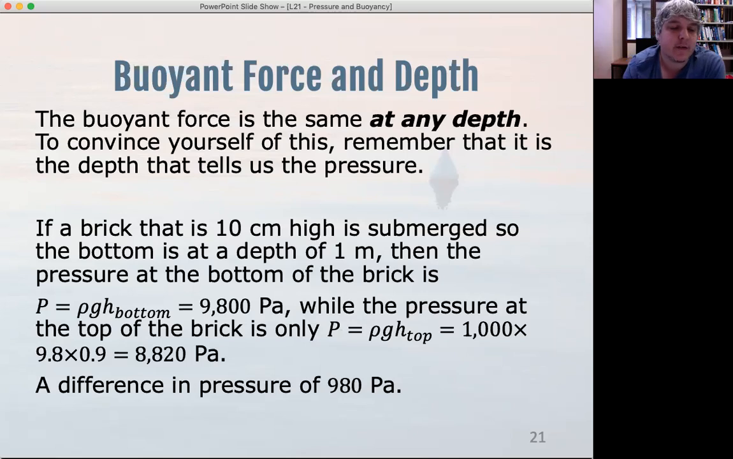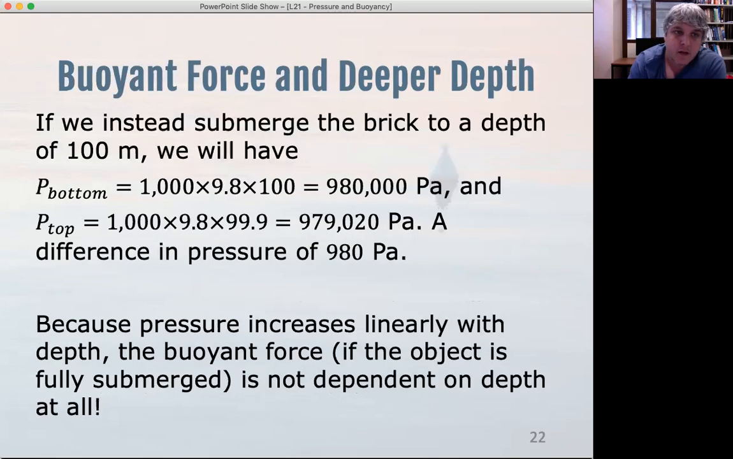We would have to add atmospheric to get the total pressure. But all we care about is the difference, because we've got the same area, top and bottom. So all we care about is that difference. And we see that there's a difference in pressure of 980 pascal when this brick is submerged to a depth of 1 meter. If we instead submerge the brick to a depth of 100 meters, then we're going to have bigger pressures, but the difference is still only 980 pascal.